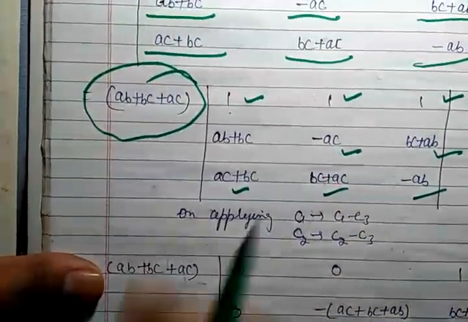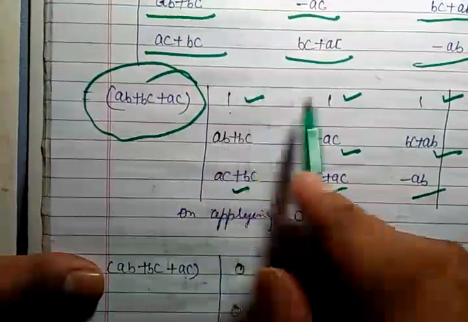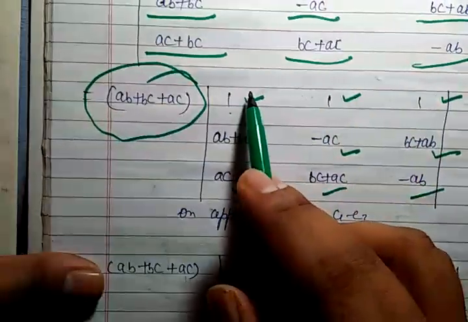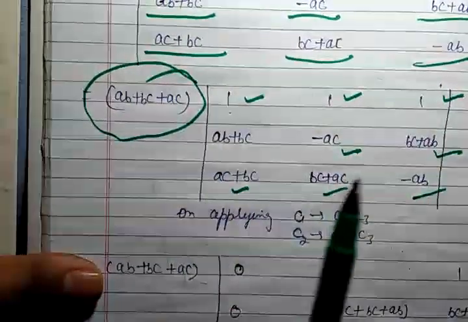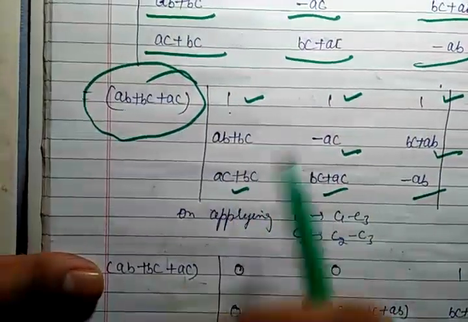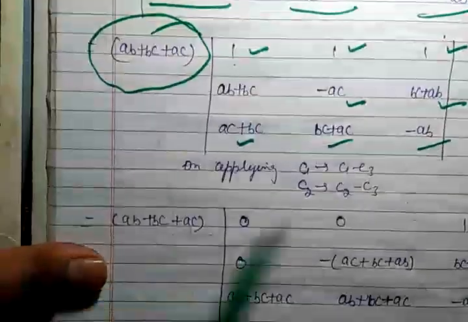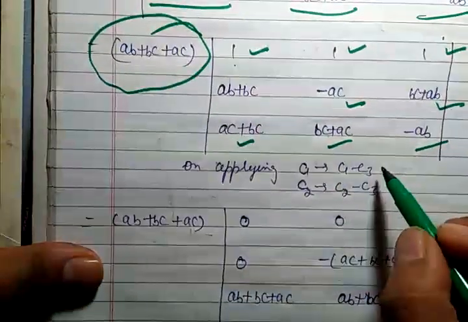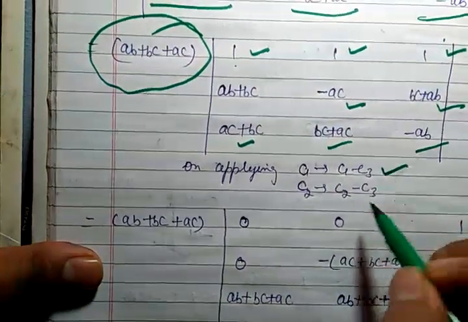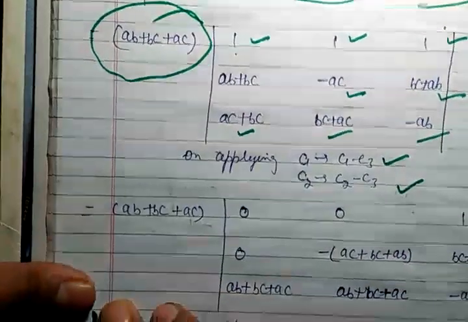And now, because 1, 1, 1 has been made in the first row, we can make zeros in a very simple way by applying column operations: c1 minus c3 and c2 minus c3.